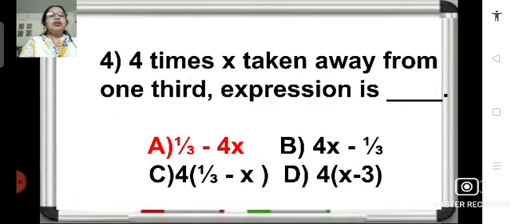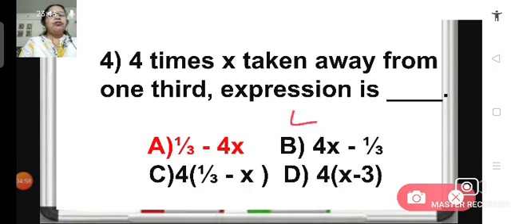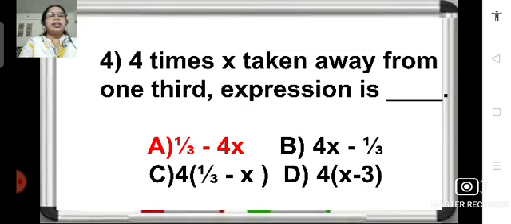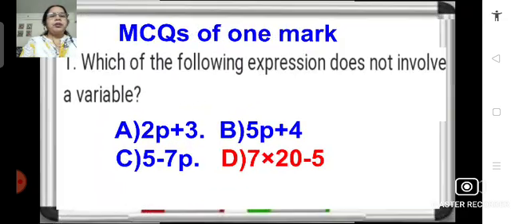Next question. 4 times x taken away from 1/3. What will be the expression? It will be 4 times x, that means 4x. 4 times x will be 4x, which is taken away, that means subtracted from 1/3. So it will be 1/3 minus 4x. So the first one is the solution for this problem.